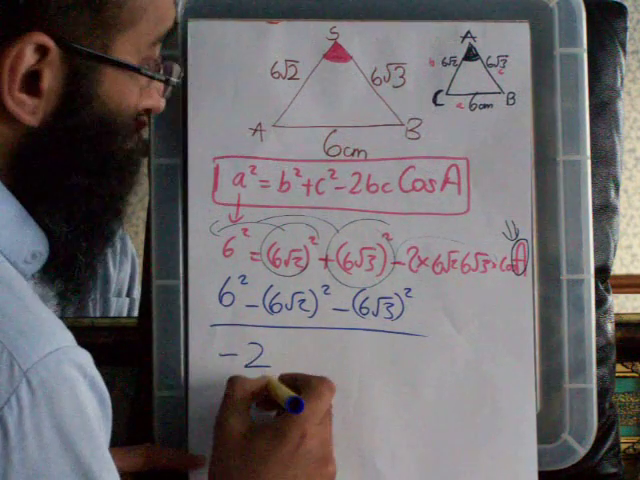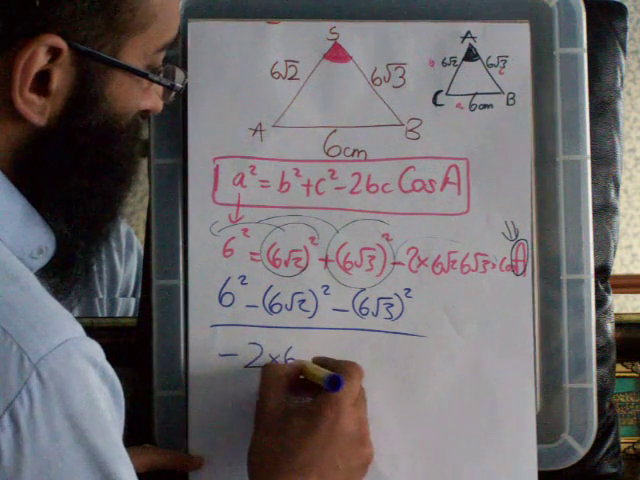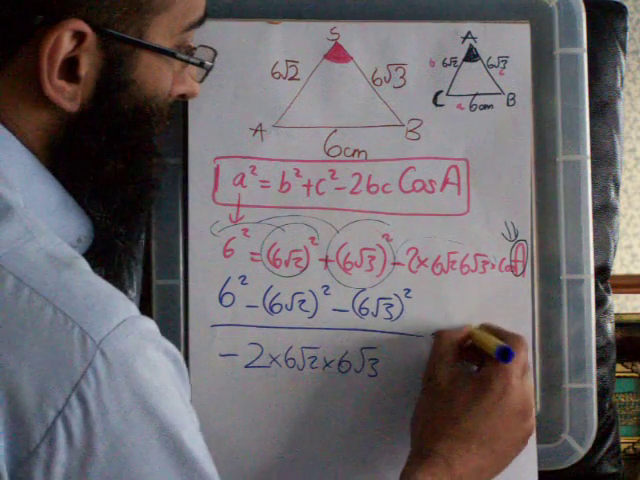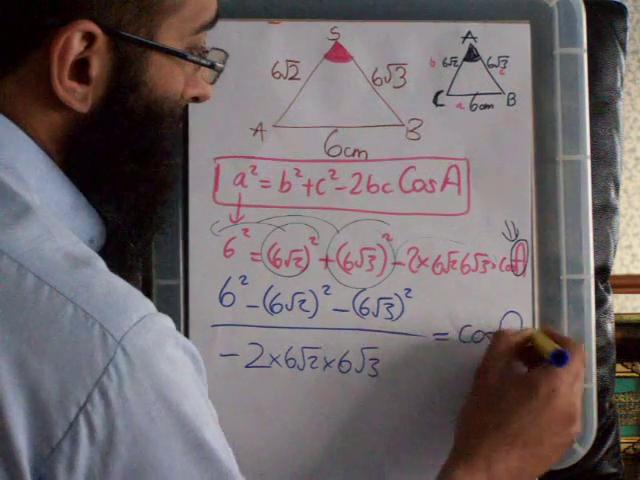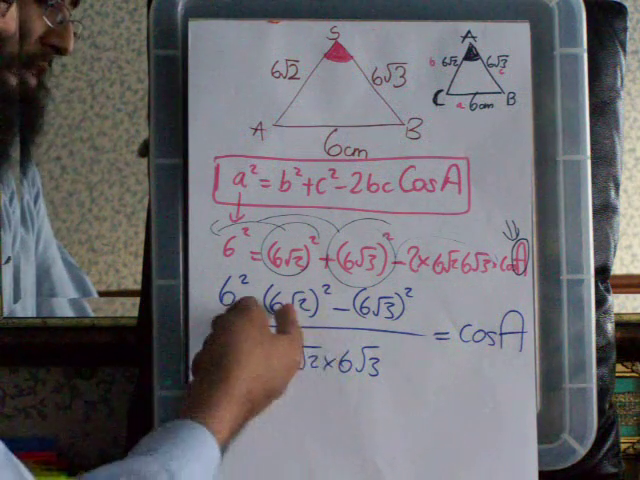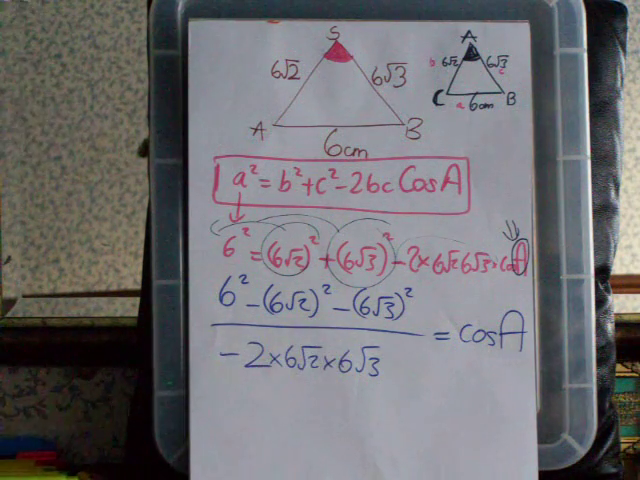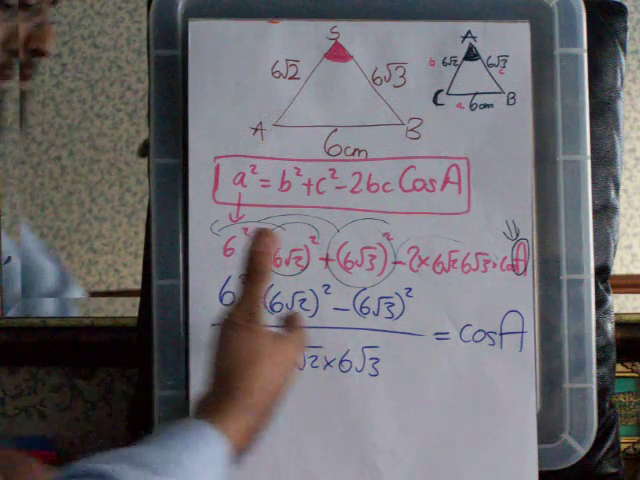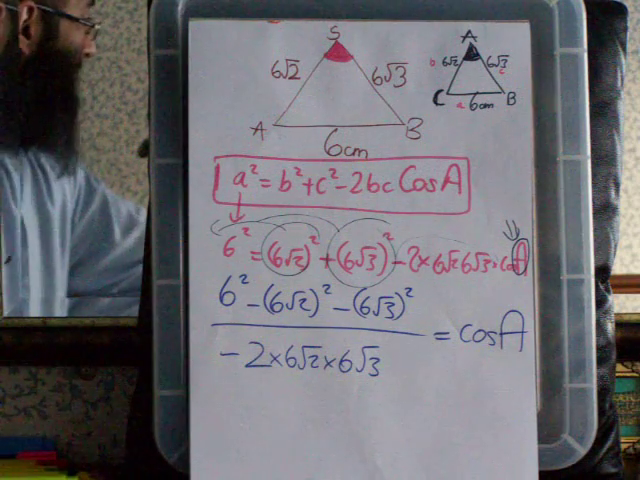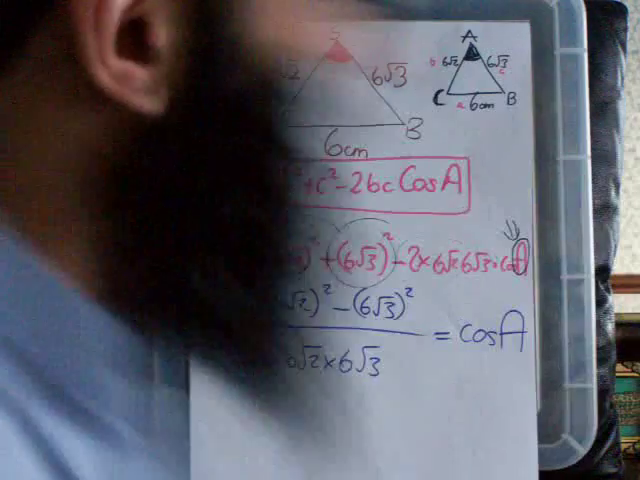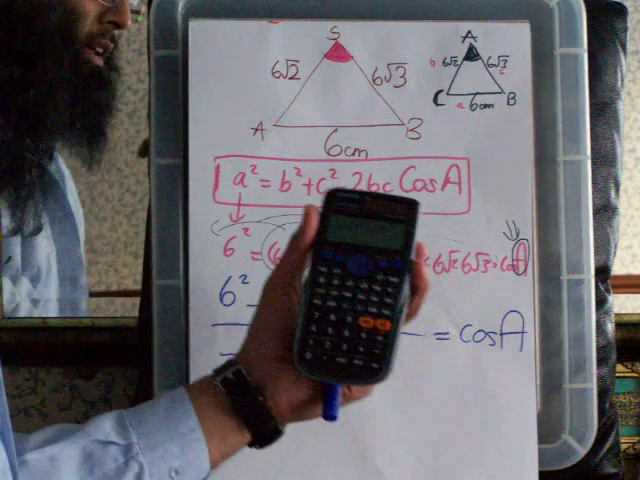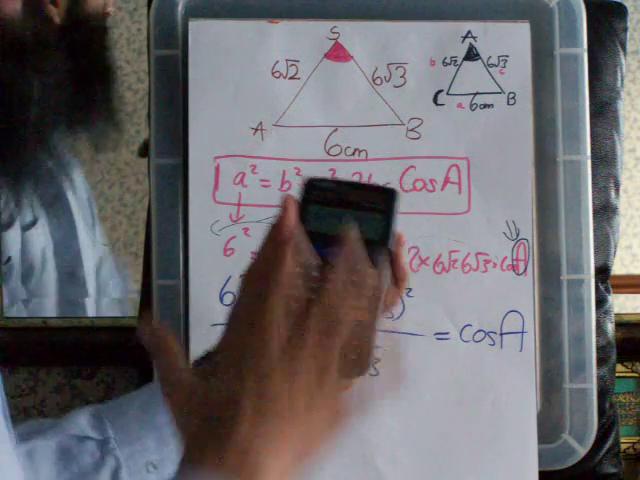So we have over here minus 2 times 6 root 2 times 6 root 3. Do you have to have the brackets for the 6 root 2? Yes, you have to have the brackets because all that's being squared, otherwise you might square the root 2 by mistake. Now, one final step: you can put all of this in one go into your calculator, especially if you've got a Casio FX-85GT Plus with an actual display, then you can put everything in one go.